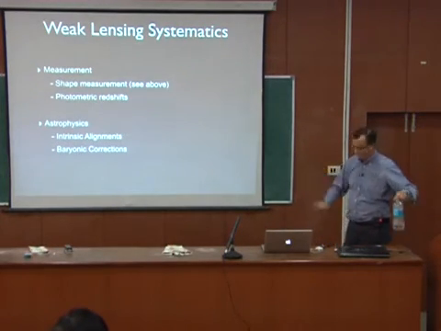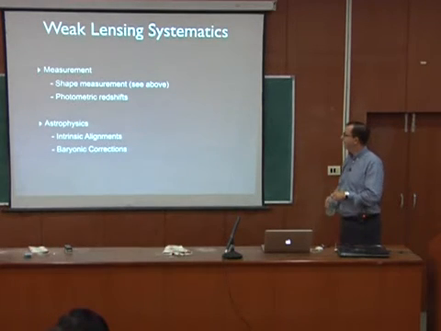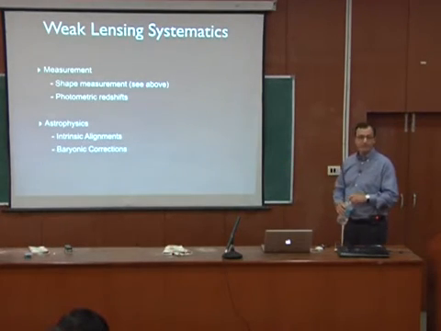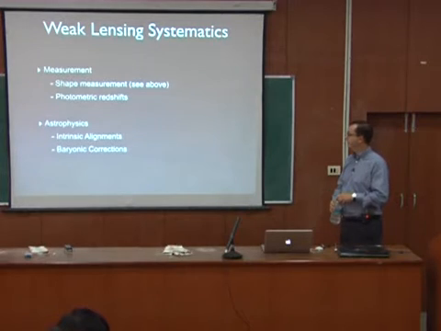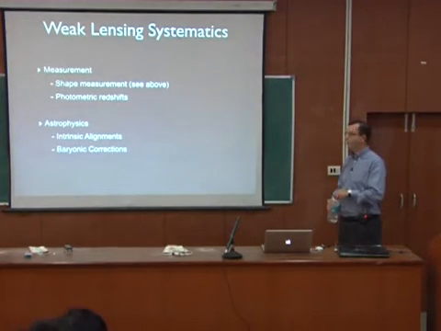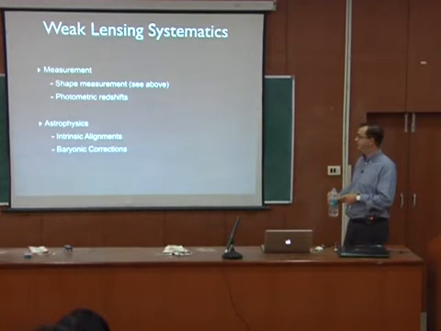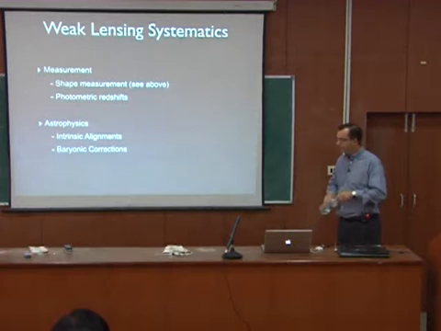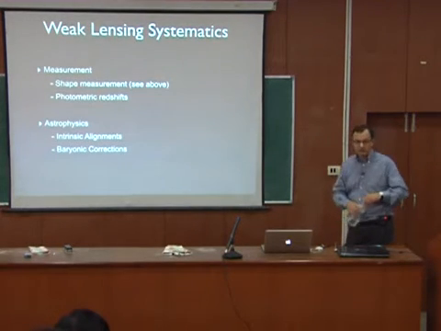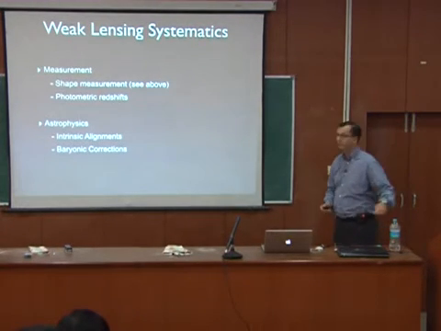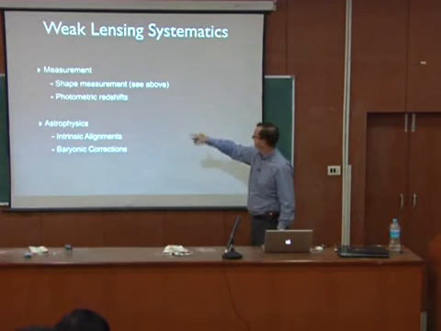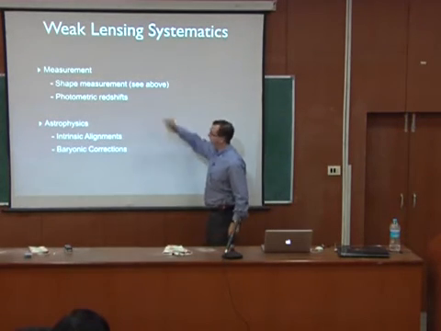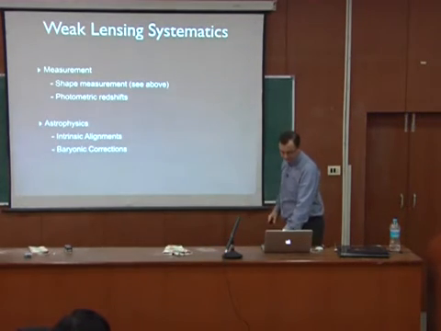And then, for the astrophysical systematics, there's the effect of baryons, which have an effect on the matter power spectrum, and therefore the weak lensing power spectrum on small scales, that needs to be taken into account. And the other one has to do with intrinsic alignment of galaxies, which I'll talk about too. So let me talk about these three, as we've discussed this one already.